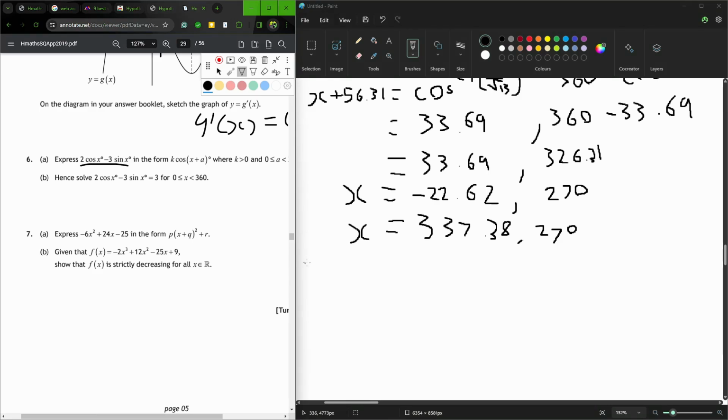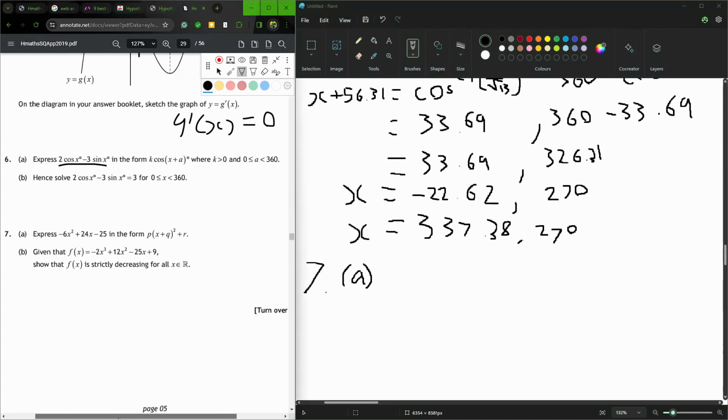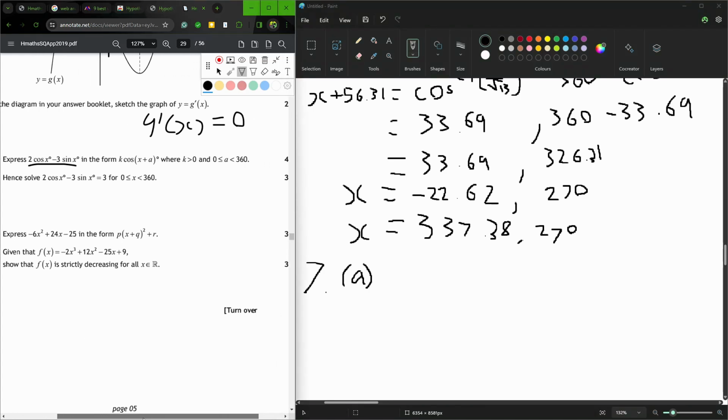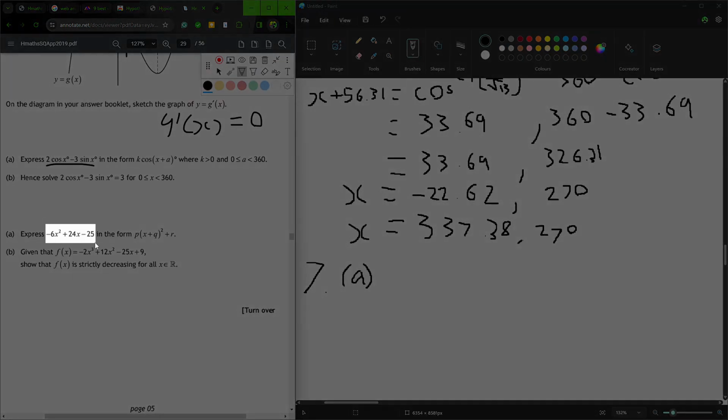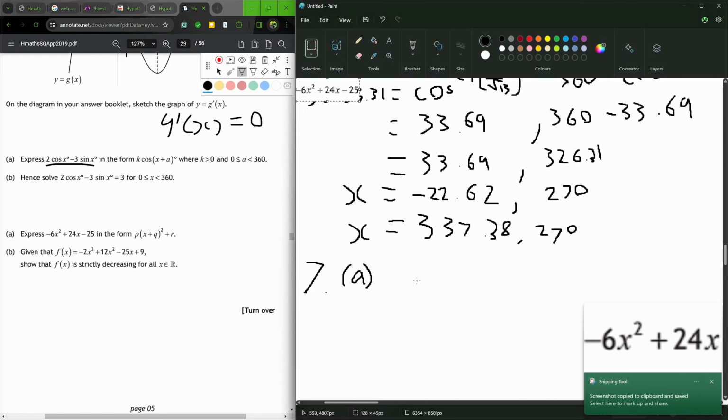And we're on to 7. We're blasting through this, as you can see. Express minus 6x squared plus 24x minus 25 in the form p brackets x plus q squared plus r. Okay, so this is basically extracting the square, putting it in the square form. So how are we going to do this? Well, first things first, I'm going to write down the formula, and by that I mean shamelessly steal it from here because I got a computer.